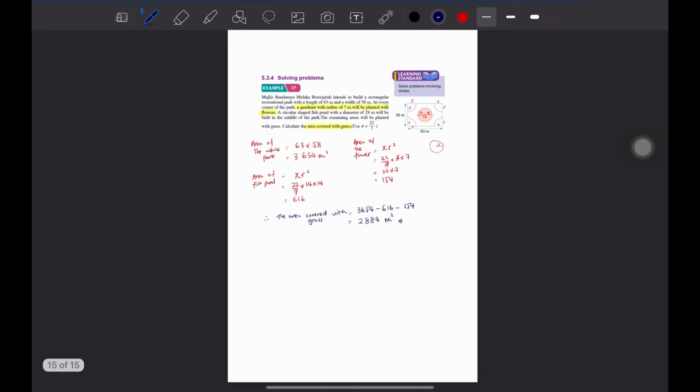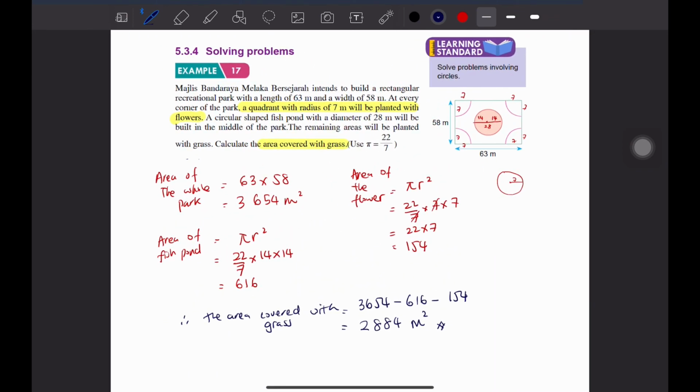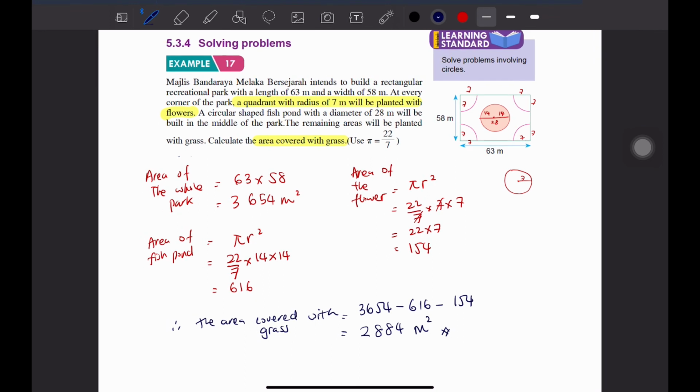So I think that's all for this chapter. For my class, I will give you a homework later. I will put it in our WhatsApp group. And for other students, if you have any problem, you can just comment down below and I will answer your comment. Remember that this chapter is very easy. Jangan pening-pening. Chapter ni, chapter circle, sangat mudah.